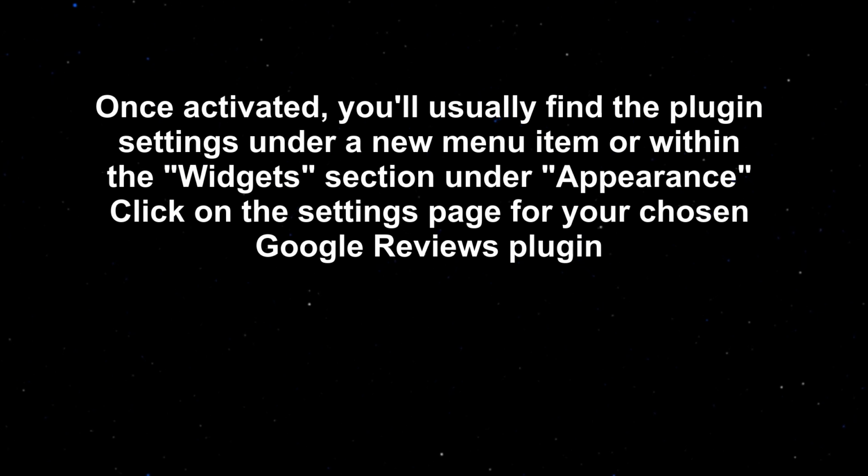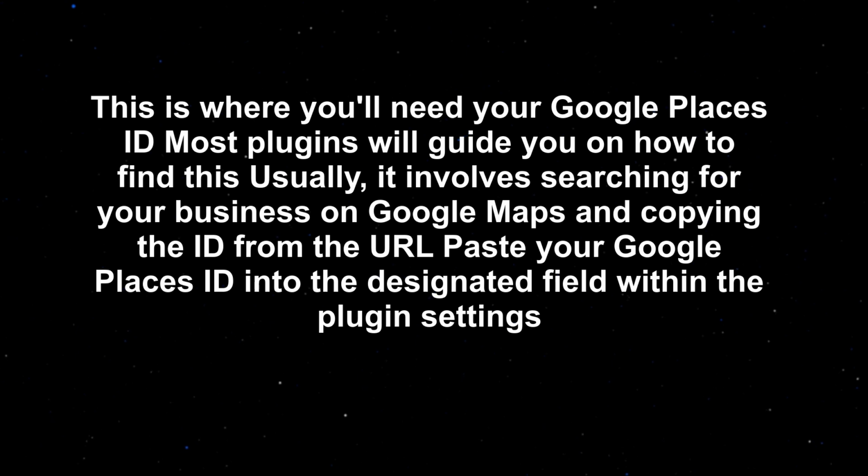Once activated, you'll usually find the plugin settings under a new menu item or within the Widget section. Under Appearance, click on the settings page for your chosen Google Reviews plugin. This is where you'll need your Google Places ID. Most plugins will guide you on how to find this. Usually, it involves searching for your business on Google Maps and copying the ID from the URL. Paste your Google Places ID into the designated field within the plugin settings.